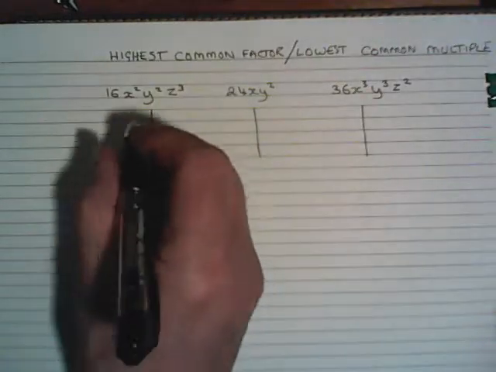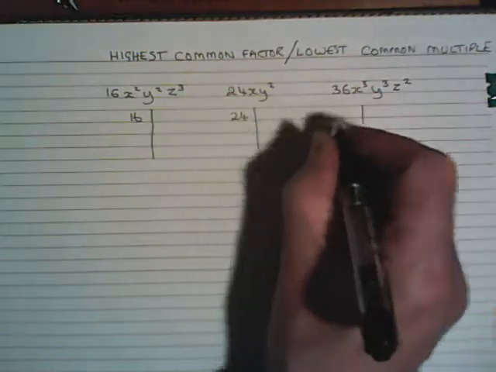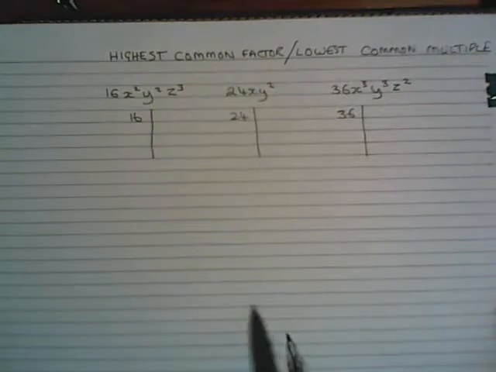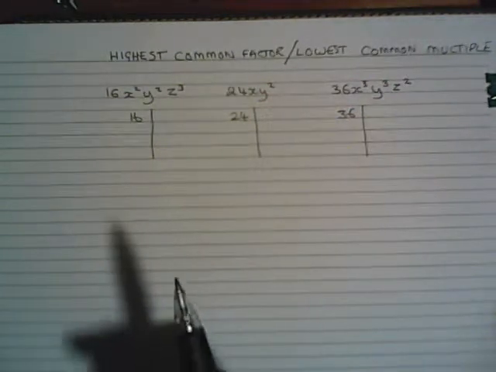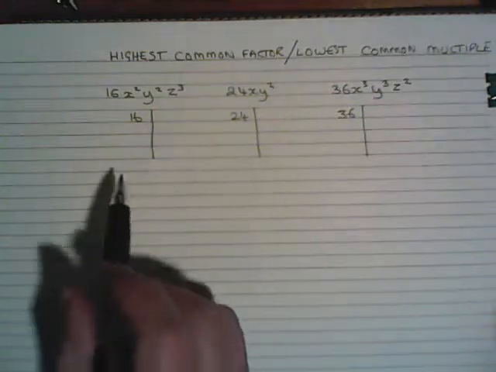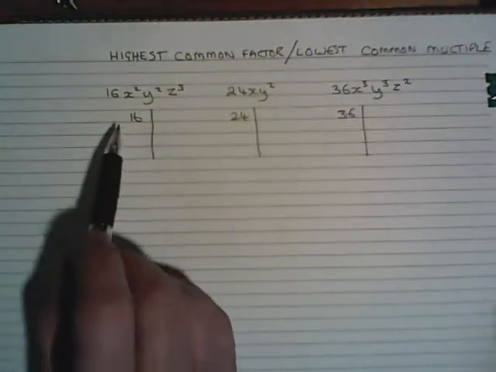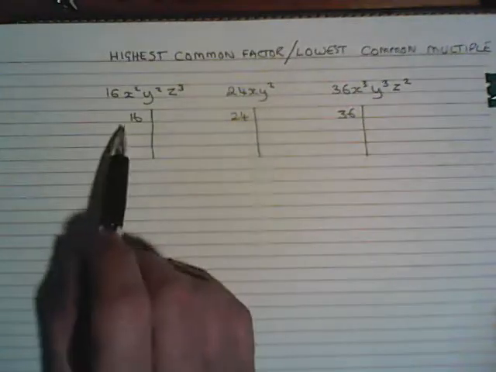So I'm going to put lines like this. I'm going to put 16 here, 24 there, and 36 here. And what we need to do is to find the lowest prime number. We need to do all the whole numbers. We don't really want to be messing about with fractions or decimals or powers at the moment. We will do when we come to lowest common multiples. But we need to look at the lowest prime number that's common to each one of these.